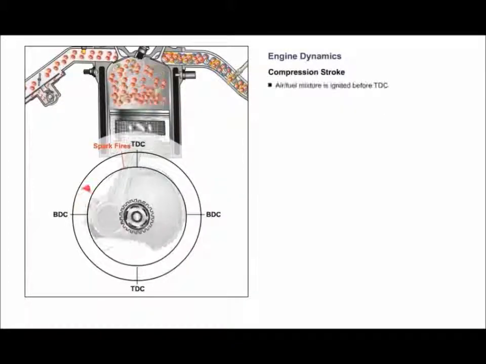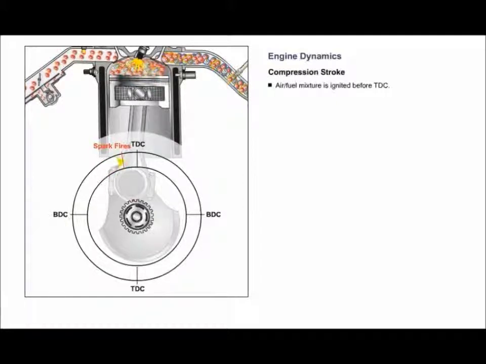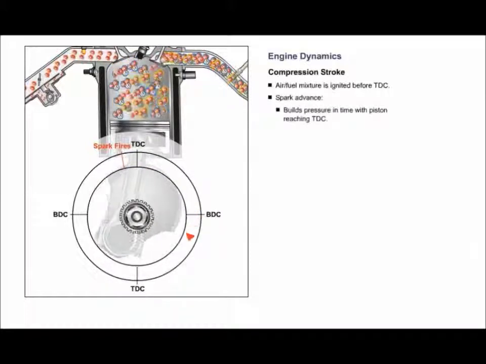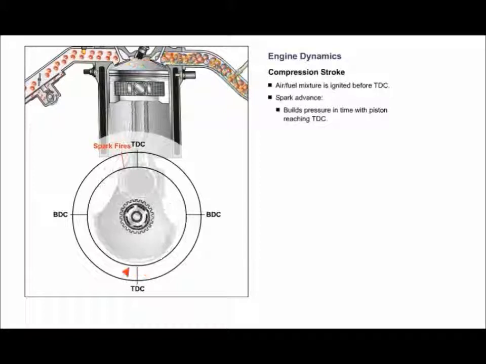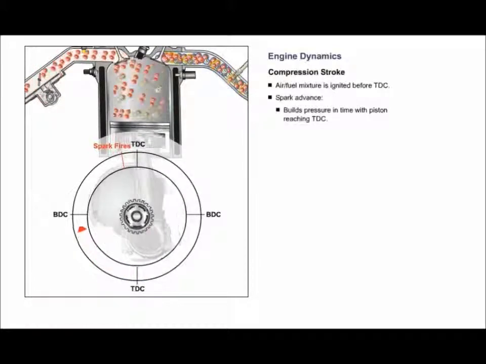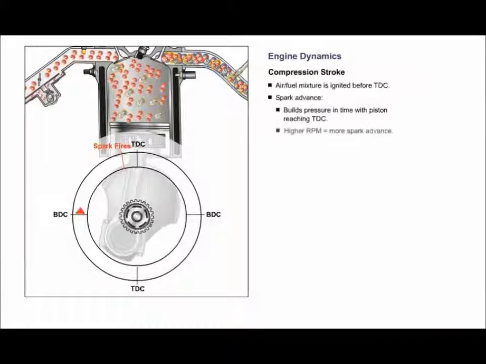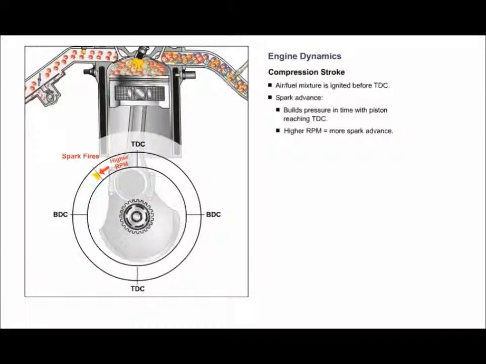On the compression stroke, the air-fuel mixture is ignited before the piston reaches top dead center. This is called spark advance. This happens because it takes a few degrees of crankshaft rotation for the air-fuel mixture to develop the pressure needed to thrust the piston down. To get the most power out of the engine, the pressure from igniting the air-fuel mixture needs to be available just as the piston starts down on the power stroke. The higher the RPM, the more advanced the spark timing needs to be.